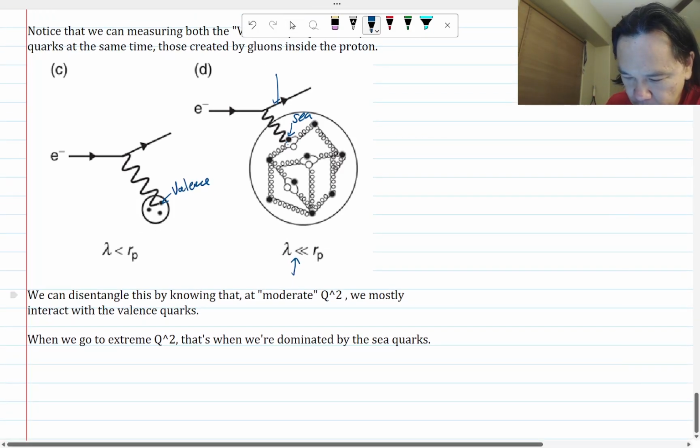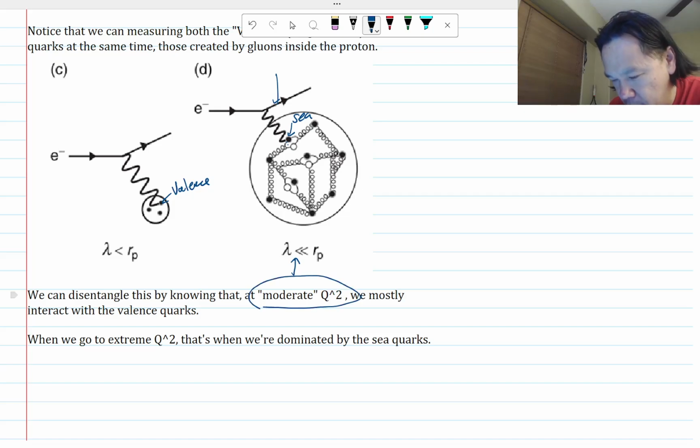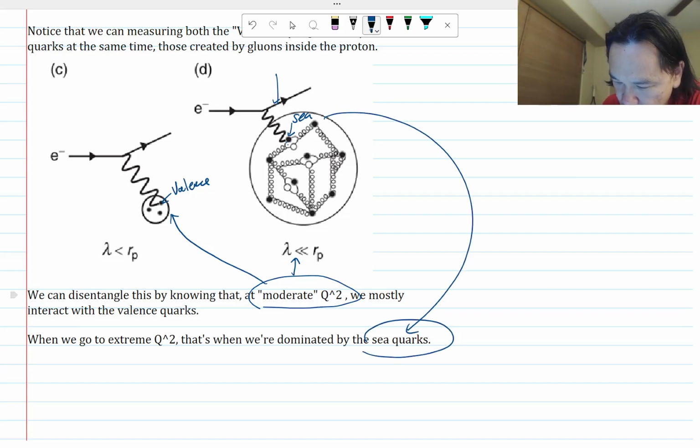So by knowing this, you can actually disentangle whether you're interacting with the valence quark versus the C quark. If you're doing your scattering at some moderate Q square, meaning high enough energy that you're actually probing inside the proton, you are interacting mostly with the valence quark. But if you push that Q square even higher, now you are going to be interacting with the C quarks, and you can actually disentangle the difference between the two. And that's what we're going to talk about in the next section to wrap up this chapter.